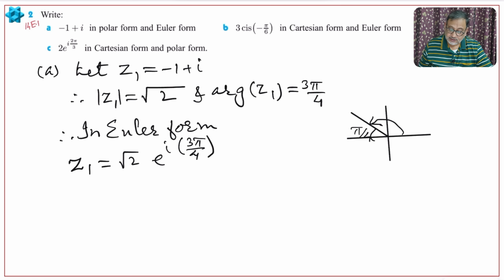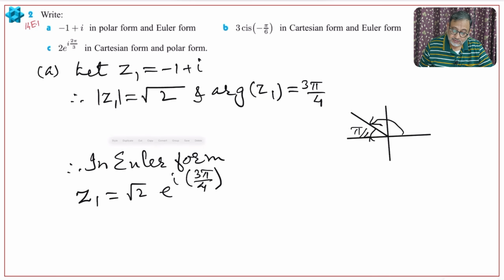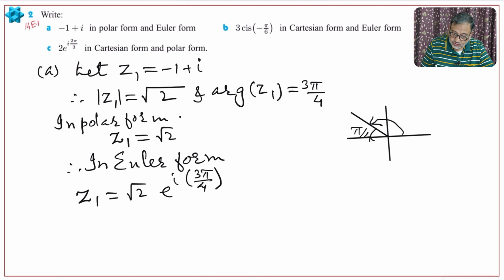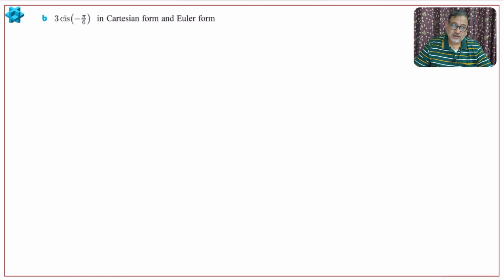So I hope you understand this. Also they wanted a polar form, so let me pull it a little bit down, because first they wanted the polar form and then the Euler form. So in polar form z1 will be root 2 cis 3 pi by 4, that's it, okay. So in polar form we have root 2 into cis 3 pi by 4, and in Euler form we have z1 is equal to root 2 into e raised to i 3 pi by 4, right. Okay, second part, there is a second part on the next page.